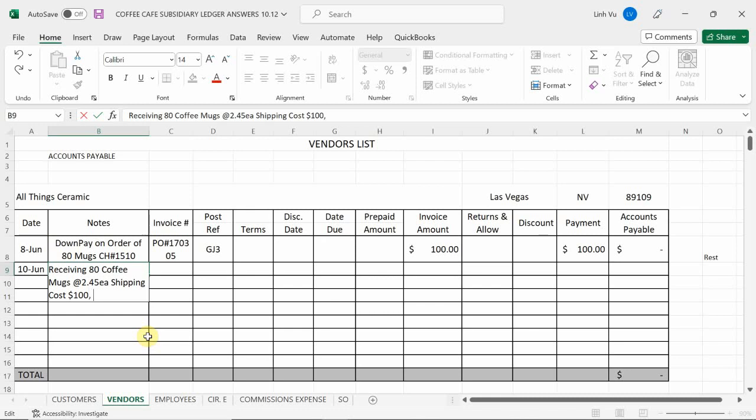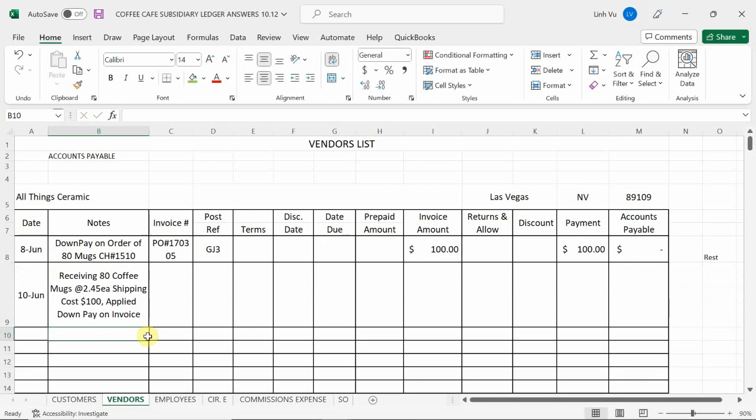And then you can also include applied down payment on invoice. Okay, so again, invoice number 126. General Journal, page 3. Terms: we were given a 1% discount if you paid within 10 days. If not, you are to pay in 20.